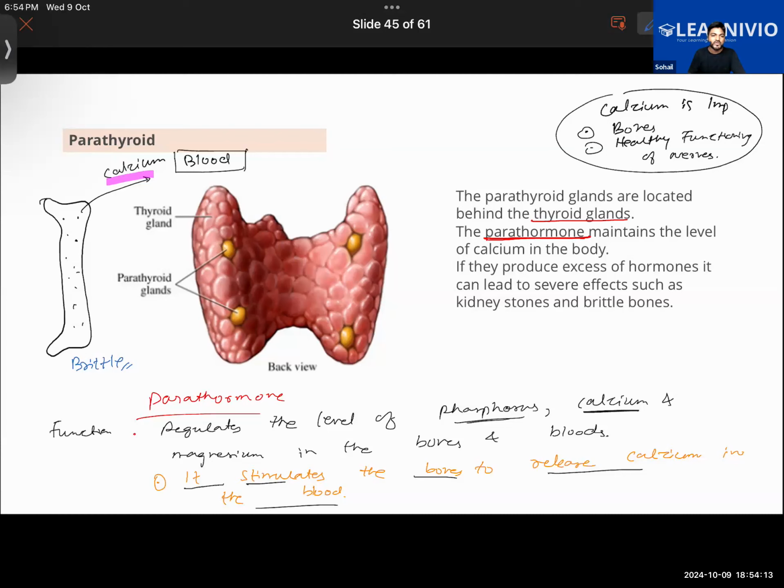Further, it can lead to kidney stones also. So let me write this thing also, that excess secretion will cause two problems. First is the kidney stone, another is the brittle bone.